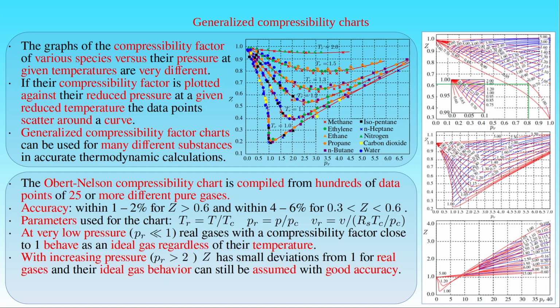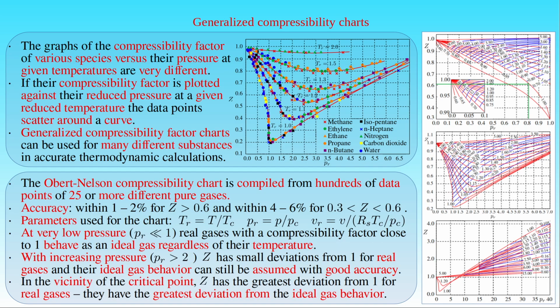In the vicinity of the critical point where the reduced variables are equal to 1, the compressibility factor of real gases has the greatest deviation from 1 at reduced pressures less than about 10, that is, they have the greatest deviation from the ideal gas behavior. Besides this deviation in the critical region, the accuracy of the chart is limited close to the critical point due to the sensitivity of the compressibility factor to the reduced pressure and temperature.